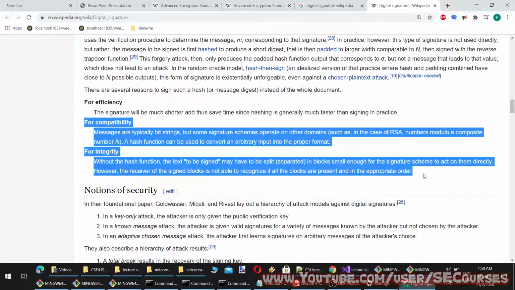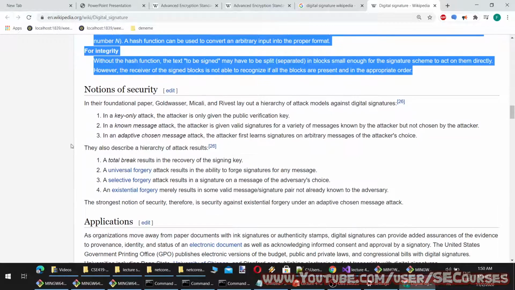For compatibility, messages are typically bit strings, but some signature schemes operate on other domains, such as, in the case of RSA, numbers modulo a composite number n. A hash function can be used to convert an arbitrary input into the proper format. For integrity, without the hash function, the text to be signed may have to be separated into blocks small enough for the signature scheme to act on them directly. However, the receiver of the signed blocks is not able to recognize if all the blocks are present and in the appropriate order.